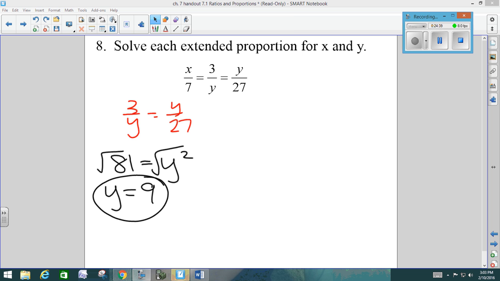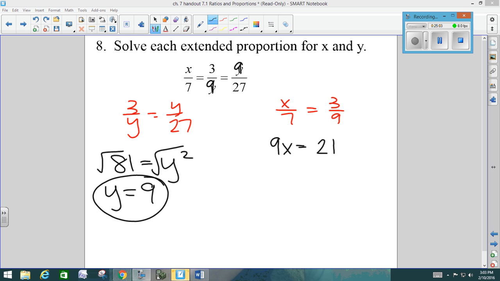Substitute it back in. Get x over 7 equals 3 over 9 equals 9 over 27. Gracie, it wouldn't matter here which two you pick then after you figure out one of the variables. I'm just going to pick the first two because they have smaller numbers. Okay, so cross multiply. 9 times x is 9x. 7 times 3, 21. Divide both sides by 9.